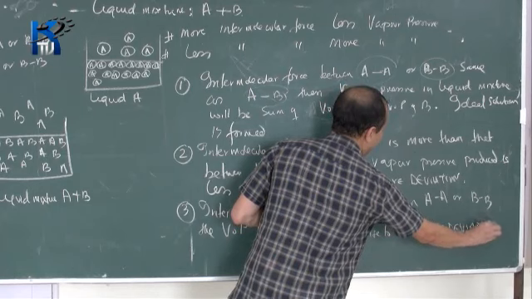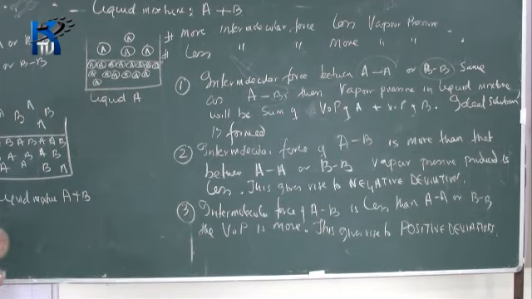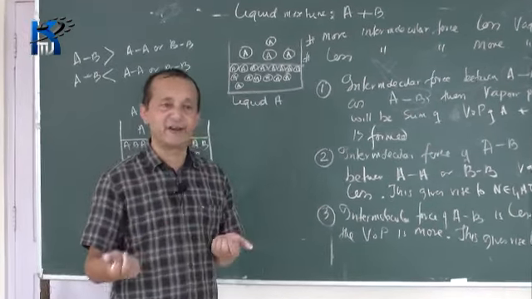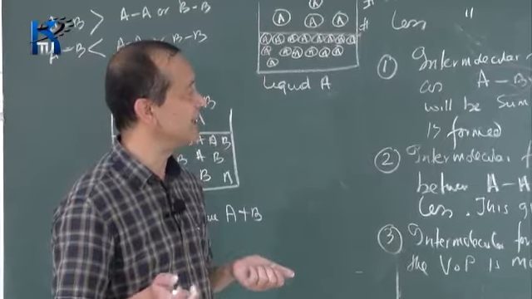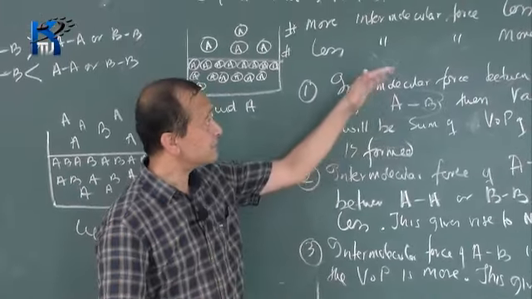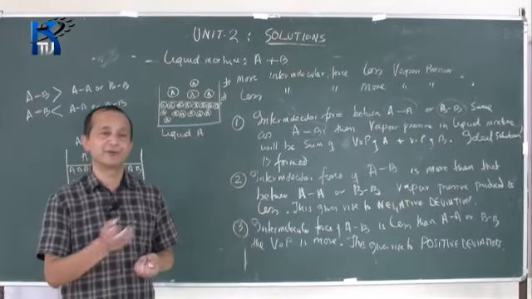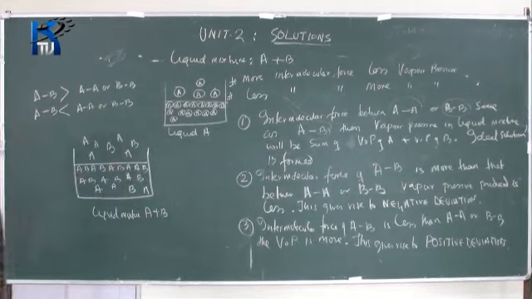This gives rise to positive deviation from Raoult's law. I hope this explains why we have positive deviation, negative deviation, and ideal solutions. The reason is all because of the intermolecular forces of attraction. So see this carefully, and then we'll rub this board.